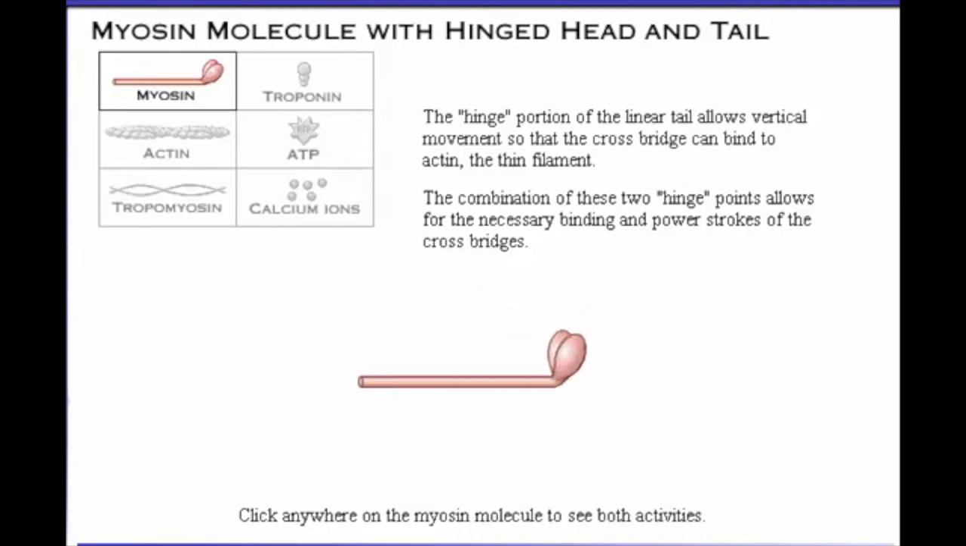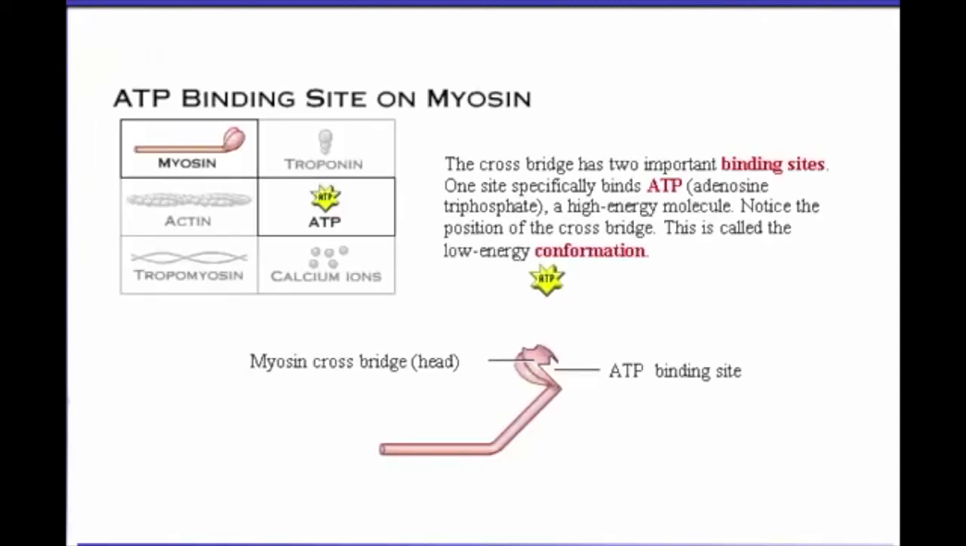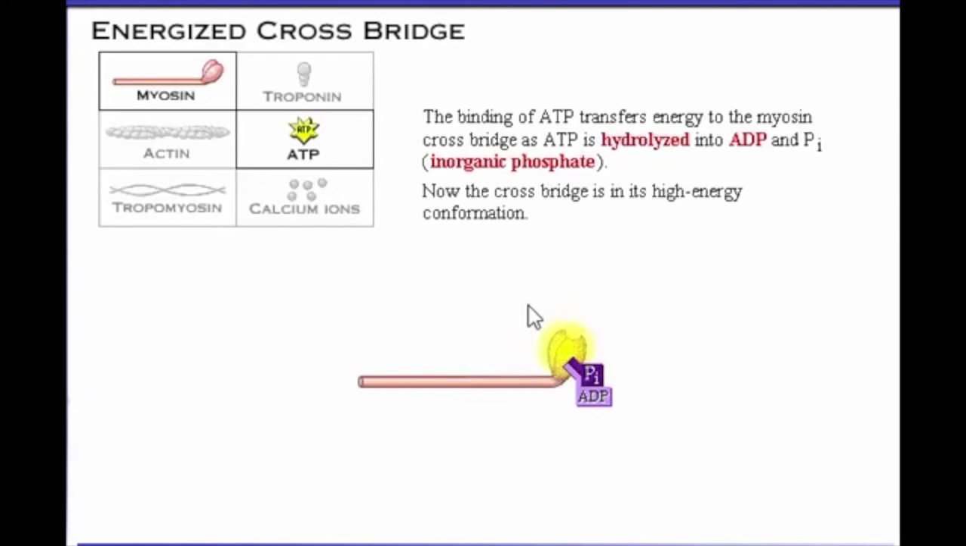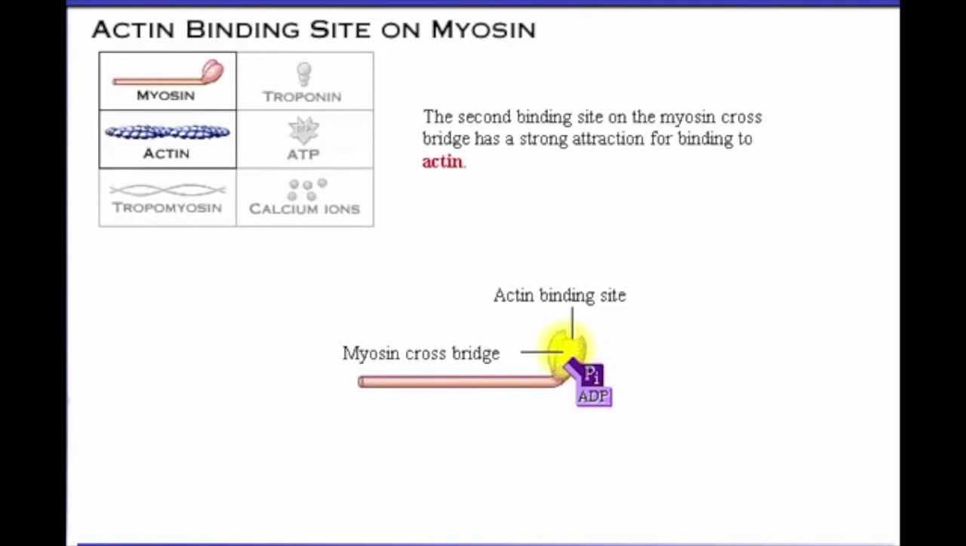The cross bridge has two important binding sites. One site specifically binds ATP, adenosine triphosphate, a high-energy molecule. Notice the position of the cross bridge. This is called the low-energy conformation. The binding of ATP transfers energy to the myosin cross bridge as ATP is hydrolyzed into ADP and inorganic phosphate. Now the cross bridge is in its high-energy conformation. The second binding site on the myosin cross bridge has a strong attraction for binding to actin.